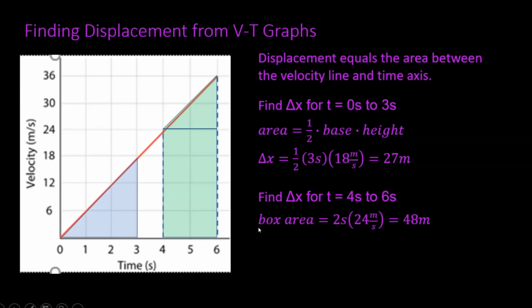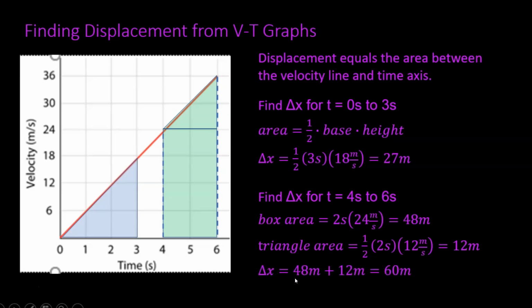But we're not done yet because we still have the triangle. The base of the triangle is also 2 seconds. The height of the triangle is 12 meters per second, from 24 to 36. Don't make the mistake of thinking this is the height of the triangle. It's not 36. Our triangle starts at 24 meters per second, so the height is only 12 meters per second. And that gives us a displacement of 12 meters, and we have to add these together, and we wind up with the displacement from 4 seconds to 6 seconds is 60 meters.